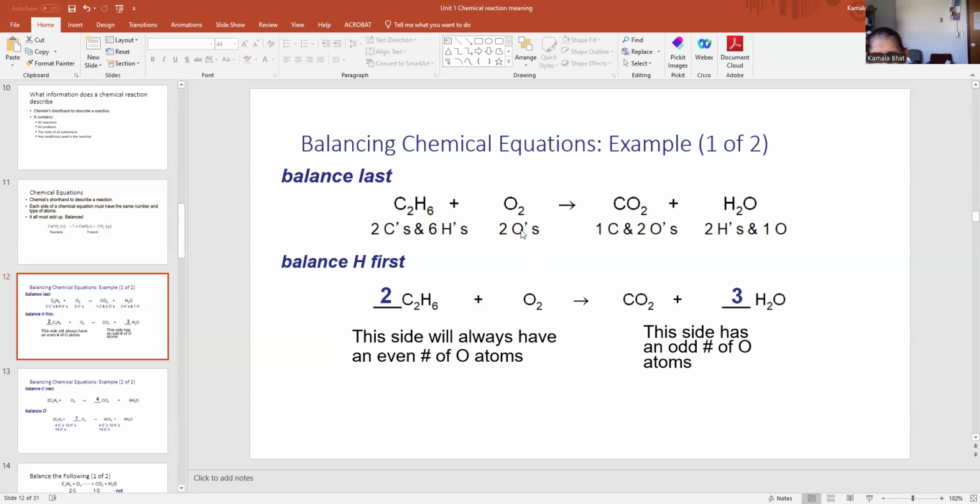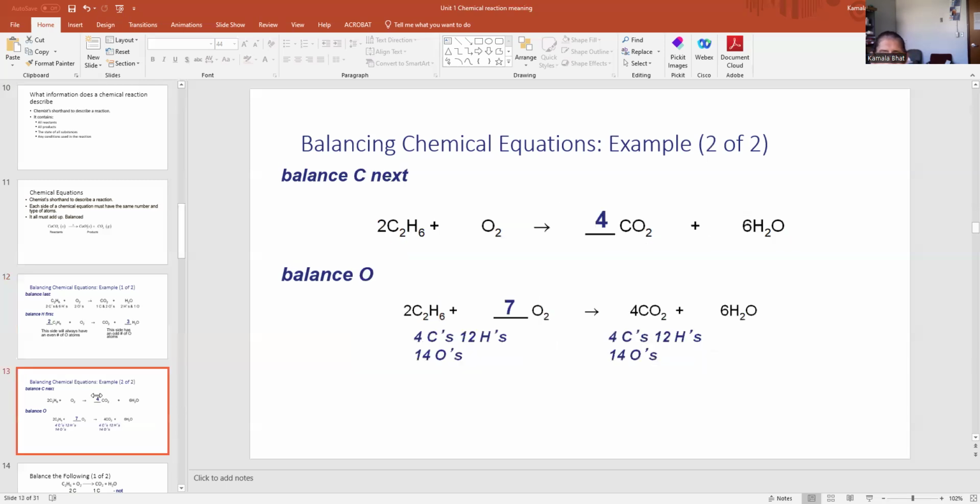And then we have to balance the oxygen. On the product side, there is an odd number of oxygen, while on the reactant side, there is an even number of oxygen. Therefore, what we have to do is multiply throughout by 2 to make sure that you have the correct number of oxygen atoms. Once you balance the oxygen atoms, then do a check to ensure that all the atoms on both sides of the arrow are the same.